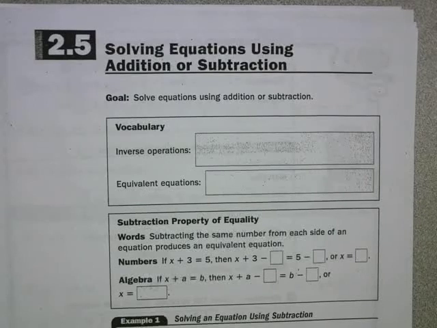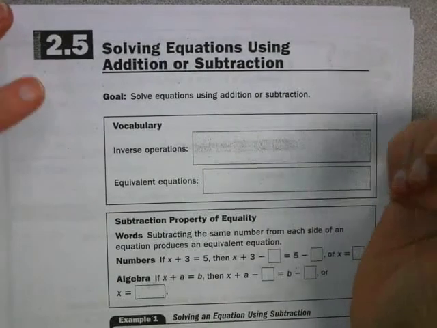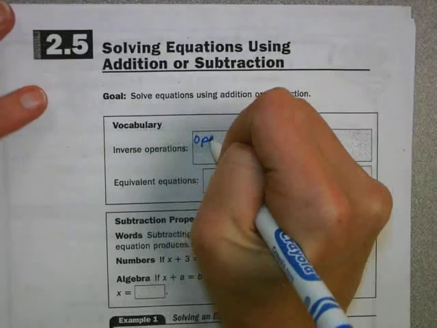All right, this is 2.5. We're solving equations using addition or subtraction right now. So we're going to start off with a little bit of vocab. And the first vocab that we're going to start off with is inverse operations. And inverse operations are operations that undo each other.